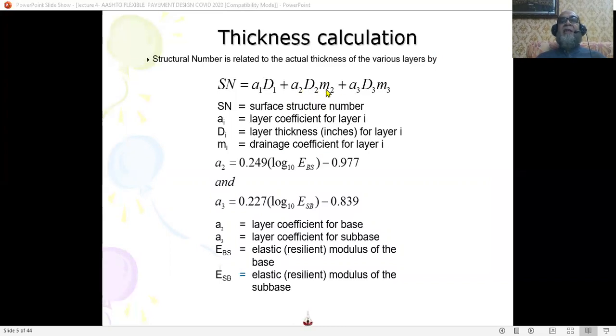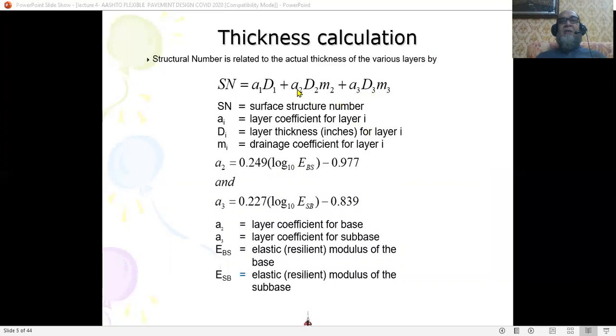m2 is the drainage coefficient. Remember, in the last slide, we said it is 0.8 to 1.2. And similarly, the last expression, a3, is again a structural layer coefficient, with a value of 0.10 to 0.12. D3 is the thickness of the granular subbase course. We are interested in knowing its value, and m3 is the drainage coefficient, again 0.8 to 1.2.